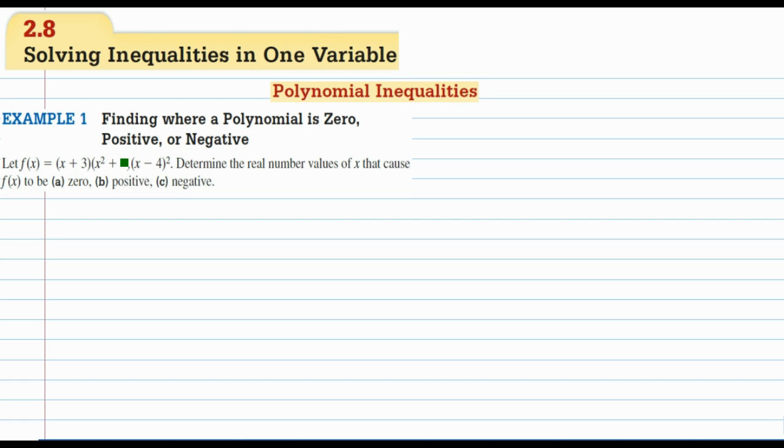Negative 3, this would actually be negative i and positive i. And then this would be 4 with a multiplicity of 2, so the graph is going to bounce there. We have this really cool tool called a sign chart. To start my sign chart, I'm going to put down a number line, and on that number line I'm going to put the real zeros in increasing order, just like a number line would be.